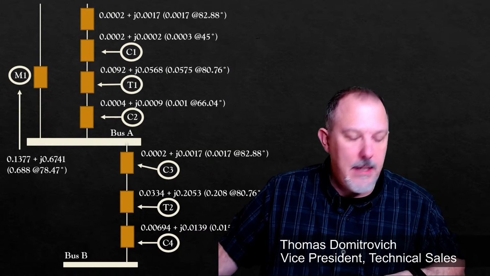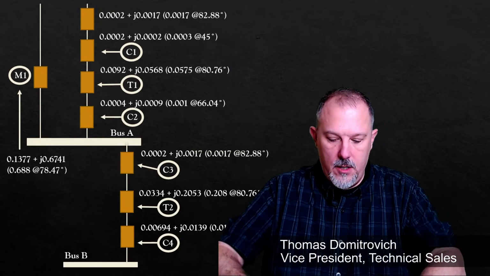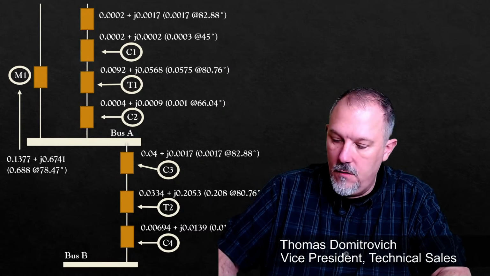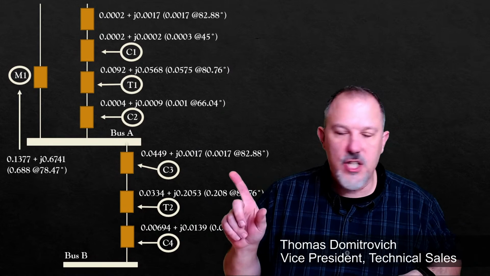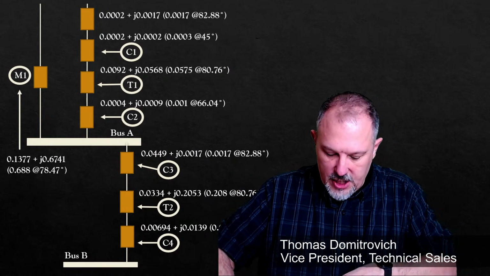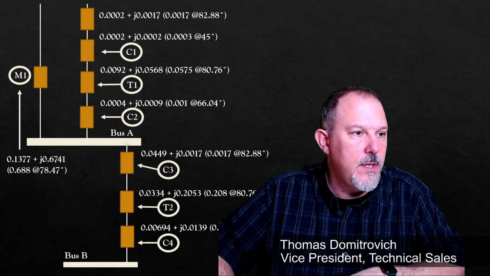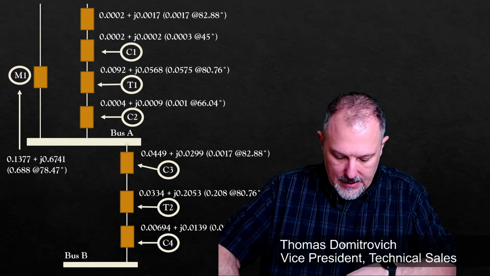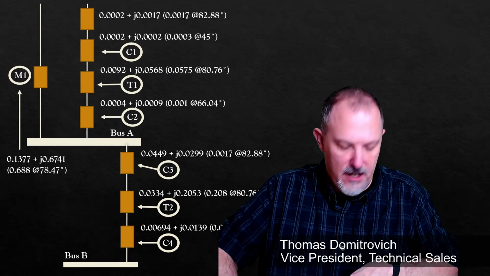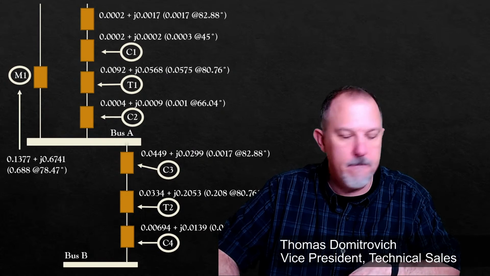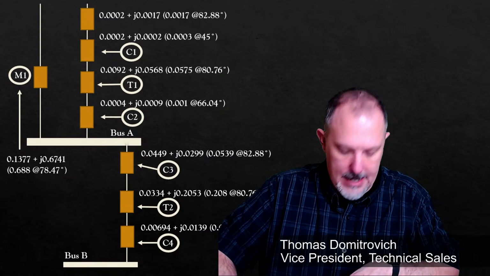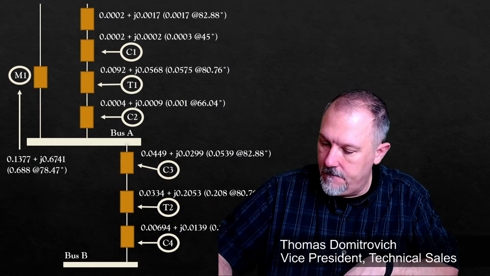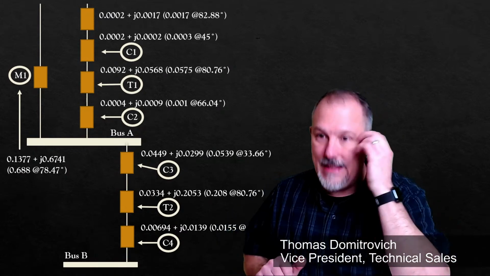The correct impedance is 0.0449 plus j 0.0299, and that basically works out to be a Z of 0.0539 at an angle of 33.66. All right, so we fixed that.